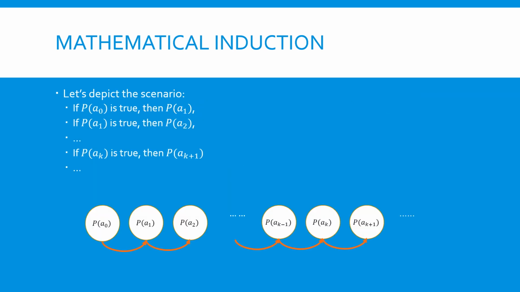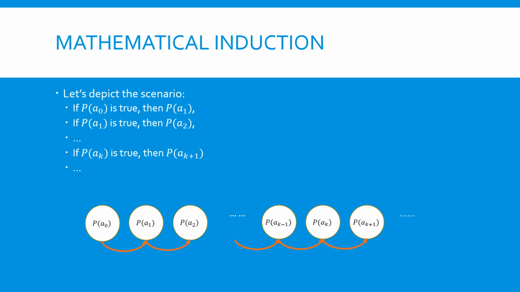Since k is an arbitrary index, we can unfold it by assigning specific indexes. That is, if we can prove for arbitrary index k plus 1, P(a_{k+1}) is true if P(a_k) is true, we know that P(a_1) is true if P(a_0) is true. In addition, P(a_2) is true if P(a_1) is true, and so on. We depict the dependency as the figure in this slide. You can see that proving the proposition on the current term depends on proving the proposition on the previous term.